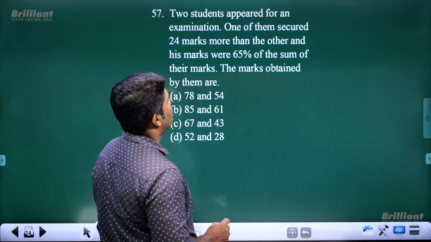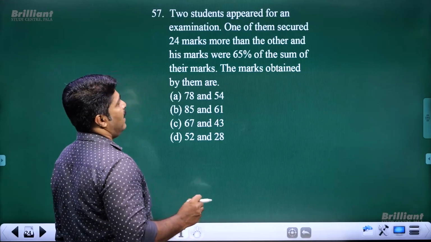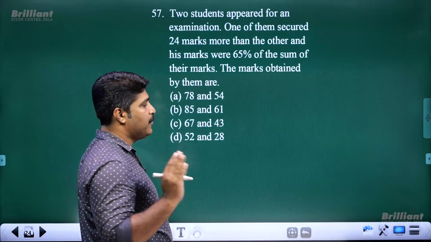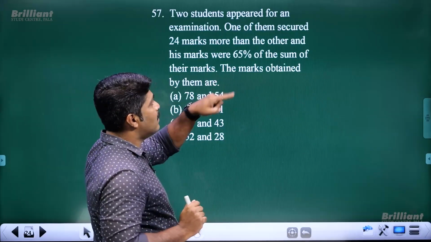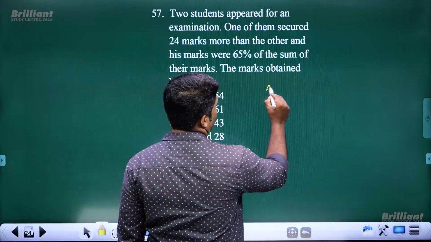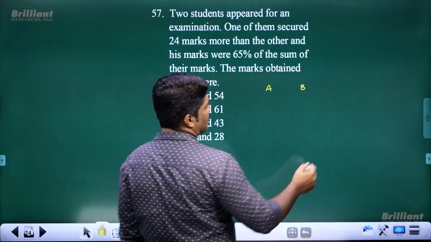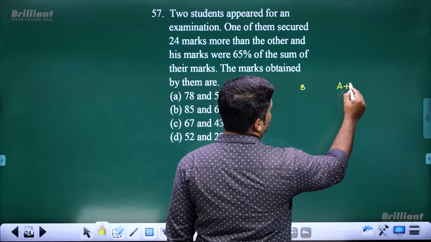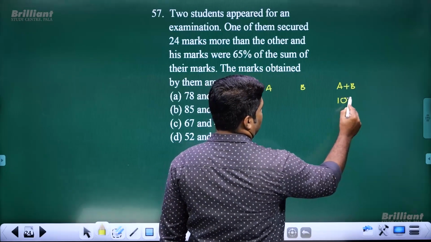Here we just consider two students. One of them secured 24 marks more than the other. That is a constant value, 24 marks. We don't want to take it at first. We have to consider this percentage value separately. So, A and B are the two students. We are going to write their scores. A plus B, that is the total score. Suppose the total score is 100 marks.